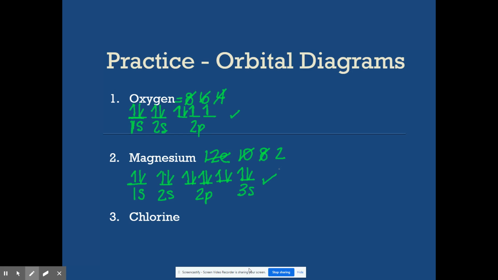Next we have chlorine. Chlorine has 17 electrons to place. Okay. Same order. Start all over, starting with the 1s. Follow our arrows. S is 1 line. It gets an arrow going up, then an arrow going down.